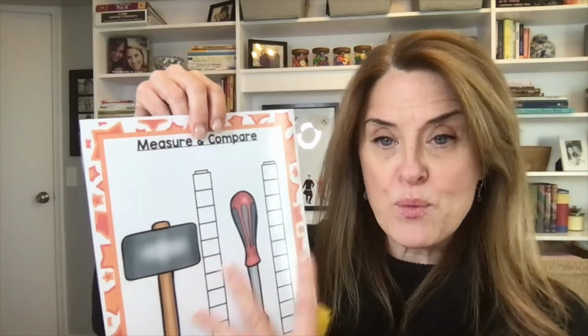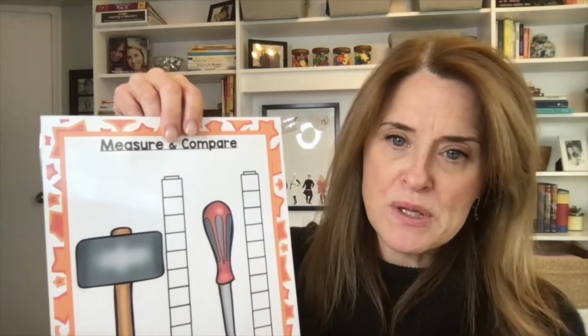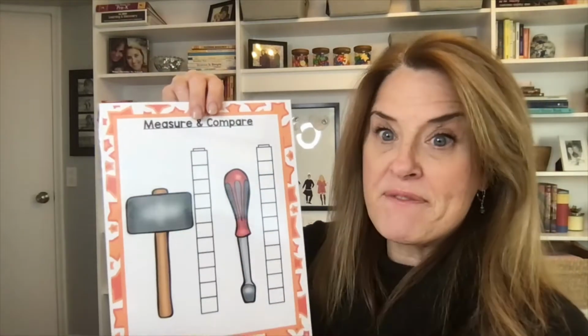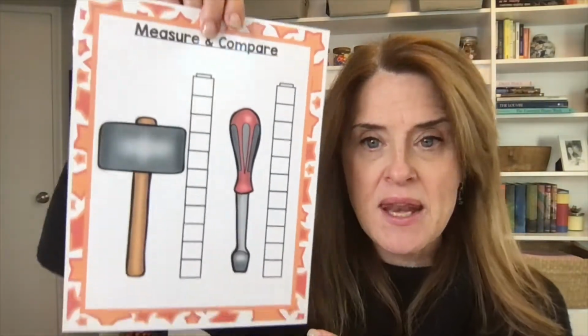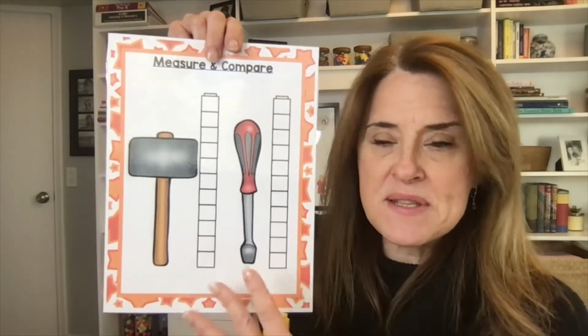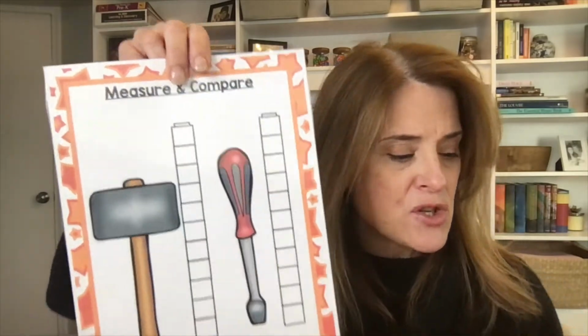I also bring the real tools in, and we touch the real tools. We talk about the real tools. Of course, nothing sharp or dangerous, but I talked to them about the Phillips head, the flathead, why the flathead is the flathead, and how easy it is to distinguish, because if it's not flat on the end, it's Phillips. And they actually get it by the end, you guys.